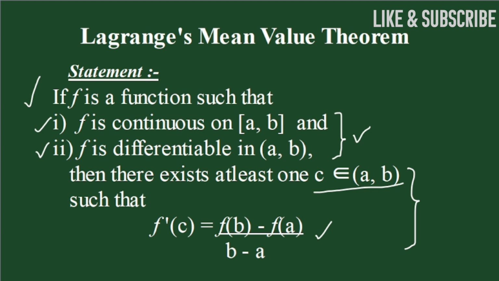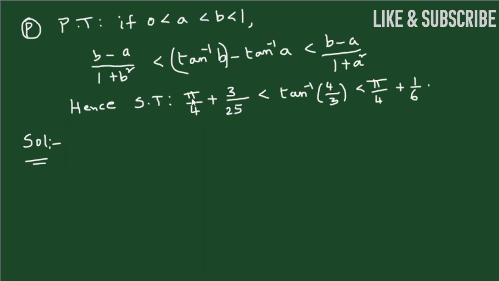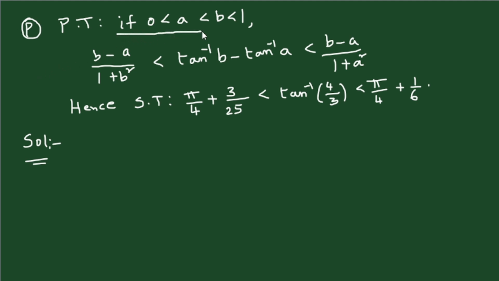Now let us solve a problem related to this. We are given that if 0 less than a less than b less than 1, prove that (b minus a) by (1 plus b square) is less than tan inverse b minus tan inverse a less than (b minus a) by (1 plus a square). And hence prove that pi by 4 plus 3 by 25 is less than tan inverse 4 by 3 less than pi by 4 plus 1 by 6. So this is an application of Lagrange's mean value theorem, right?